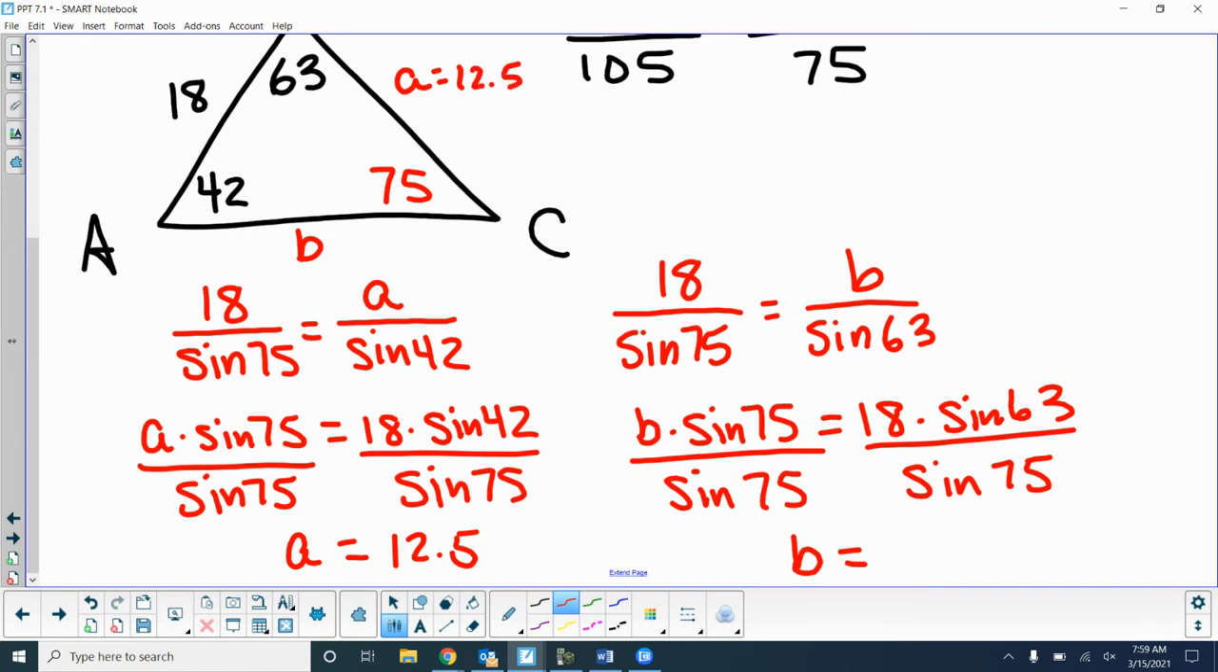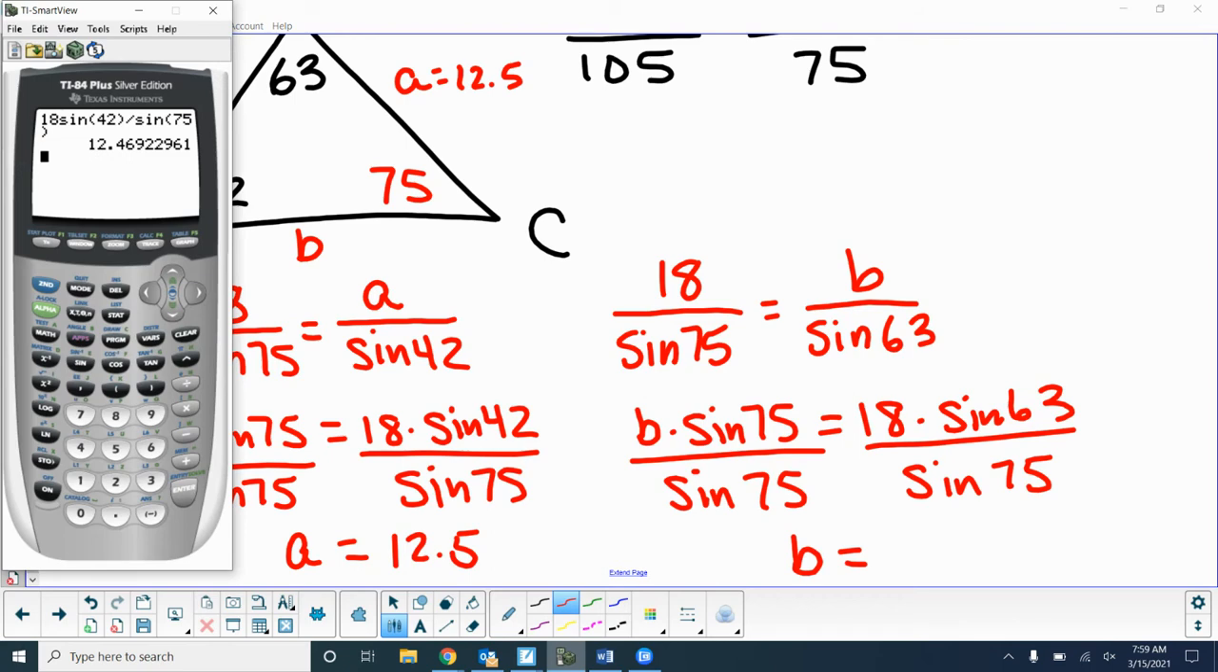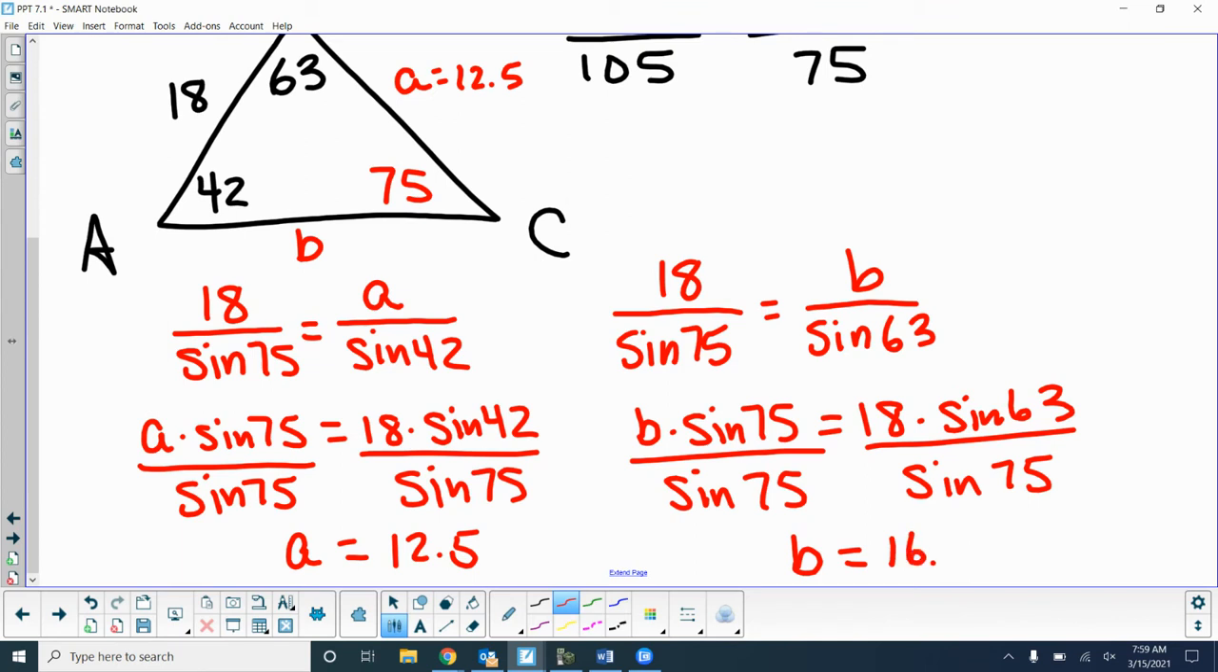All right, and for this one, you can hit second enter and it'll put everything in that you just punched in. And you could go up and change it to sine of 63. Like that. If you don't want to punch it, either way is pretty about the same. All right, and then hit enter, and that's 16.6 to the nearest tenth.